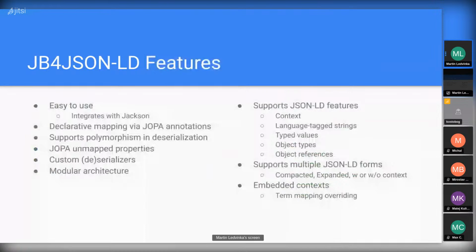The mapping is declarative, so it's very easy to understand, and it's quite clear. It supports polymorphism in the serialization. So if you, for example, have a class person with subtypes like user and employee, and you get some JSON-LD data with the types attribute, which tells what kind of object it is, then you can ask just for type person, and it will instantiate the correct subclass based on the type in the JSON-LD data.